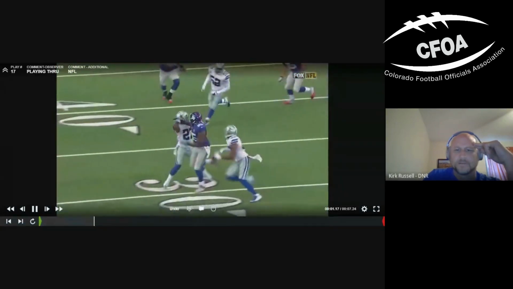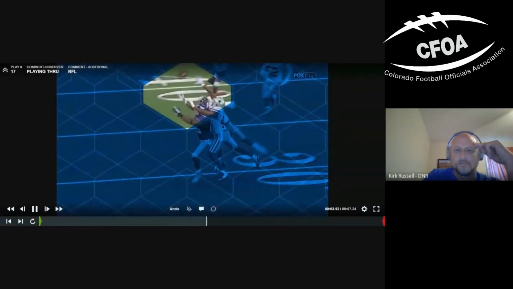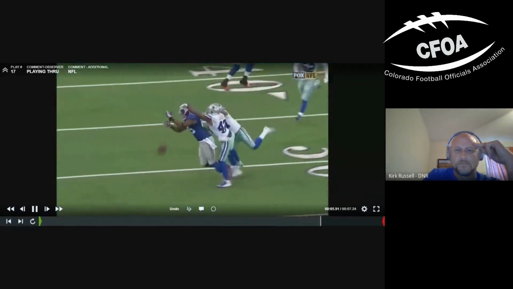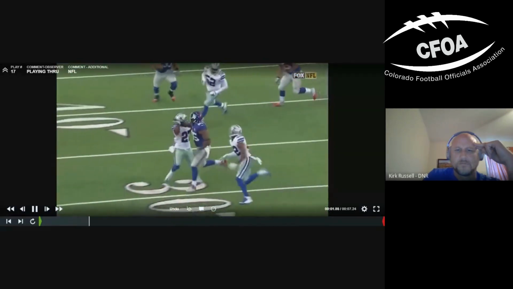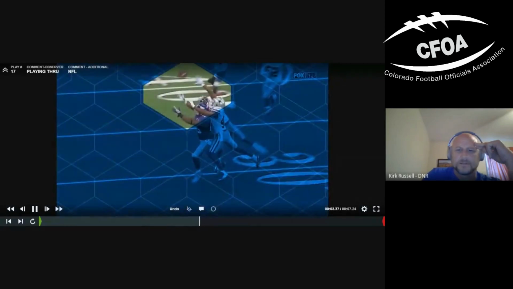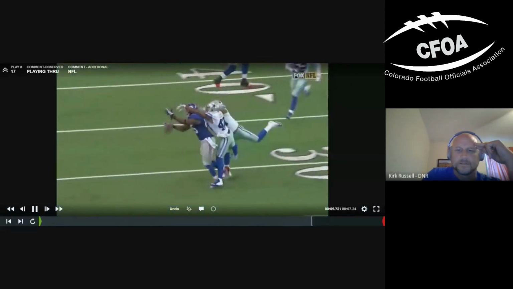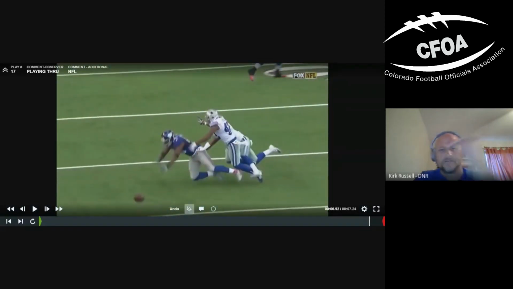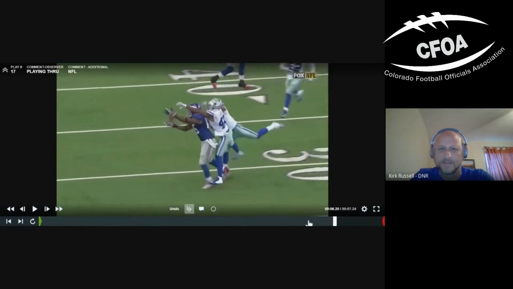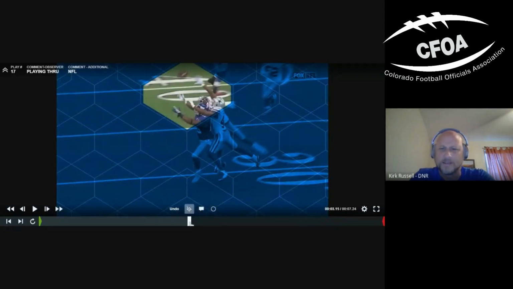I'll play it through again here. An attempt to make a play on the ball. An attempt to make a play on the ball. So it seems like we may even have a video of an offensive player trying to play through the defensive player because of a height difference. I don't know if I've got that in the setup or not.